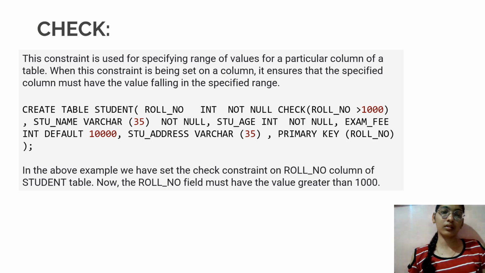Check. This constraint is used for specifying a range of values for a particular column of the table. When this constraint is set on a column, it ensures that the specified column must have a value falling in the specified range. In the above example, we have set the check constraint on the roll number of the student table. Now the roll number field must have a value greater than 1000.